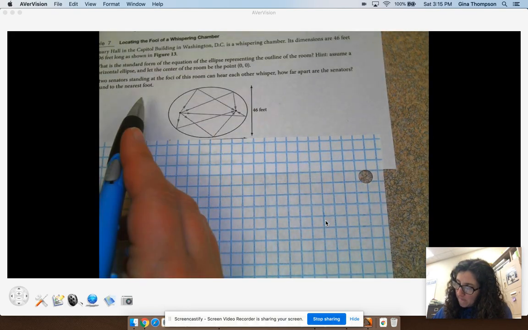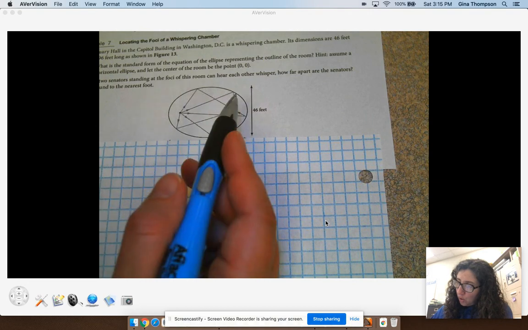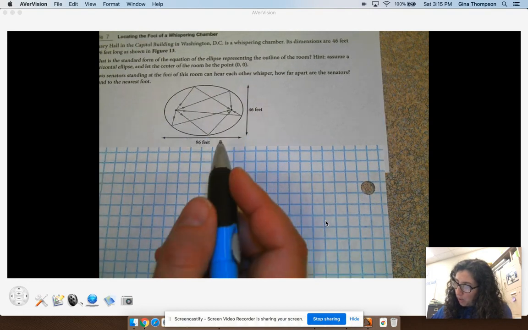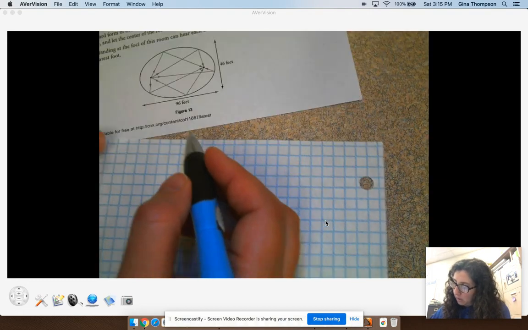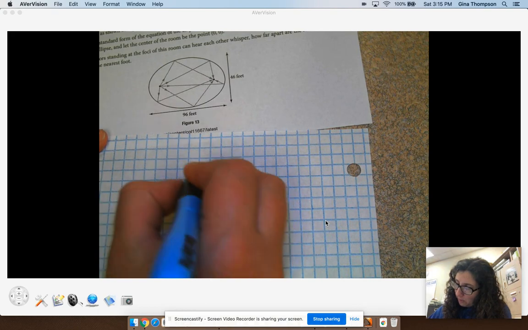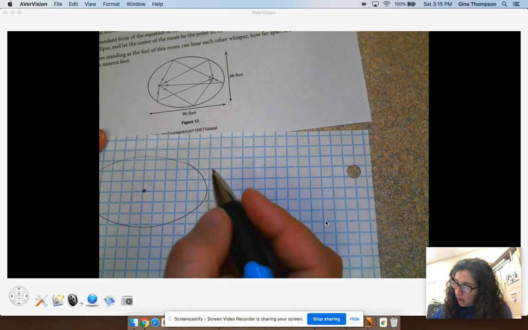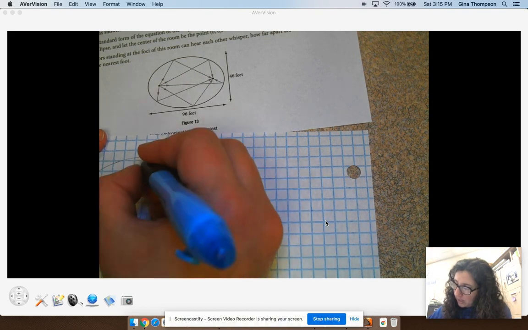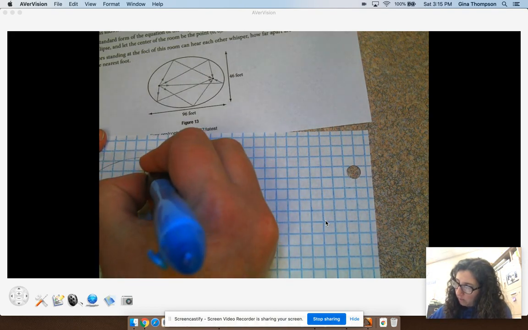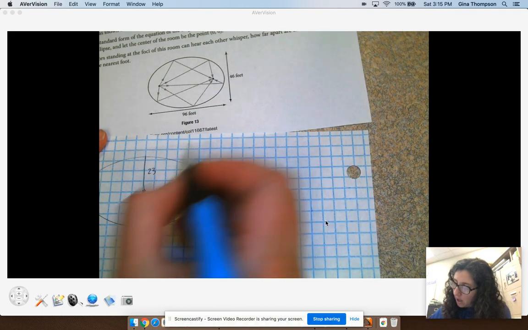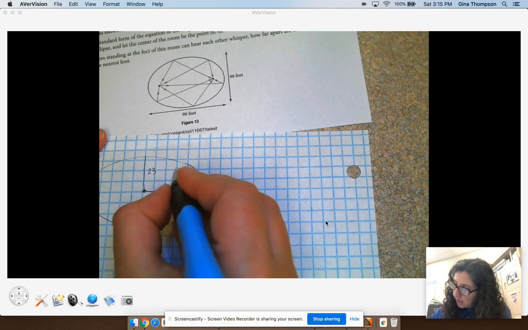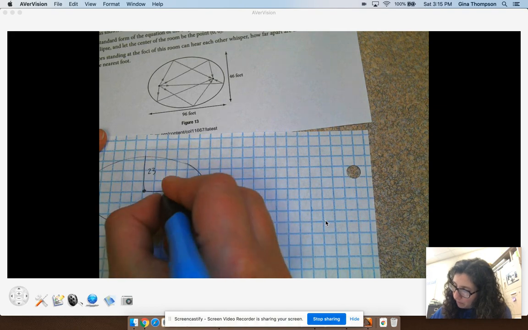Okay. So let's think about this. What do we know? We have an ellipse. And here's the center, let's say. And we know this distance is 23, right? Half of 46. And this distance is, what is that? 48? 48.